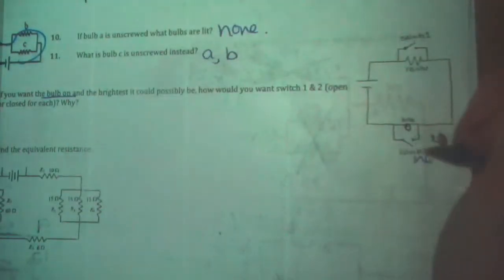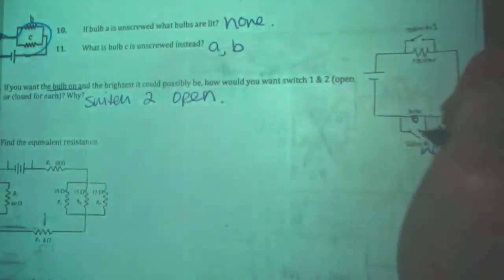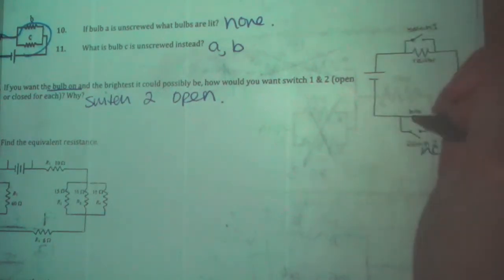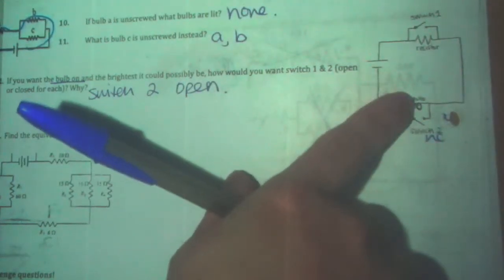So if you want the bulb on and the brightest it could possibly be, how would you want switch 1 and 2 open or closed? Let's first start with, do you want the bulb on or not? If you want the bulb on, then switch 2 must be open, because if you were to close it, current would then go through the easier path and it would skip the bulb. We don't want that to happen.